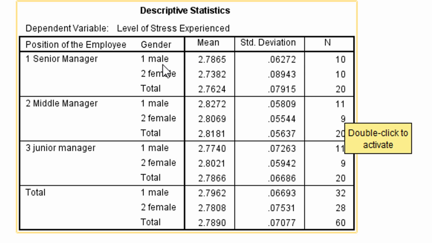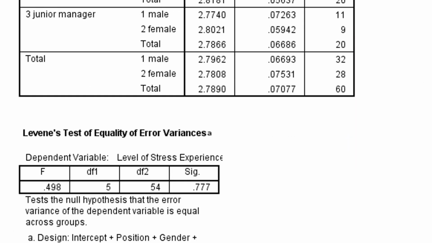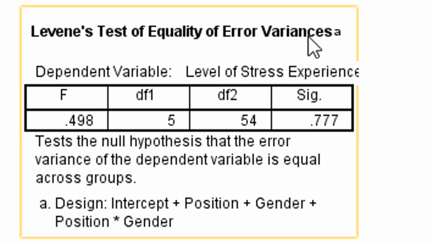managers, there is 1 for male, 2 for female. The overall mean for males is 2.78 and the mean for females is 2.73. There are 10 males and 10 females and the overall mean of the senior managers is 2.7624 and so on. Now we see Levene's test for equality of variance.